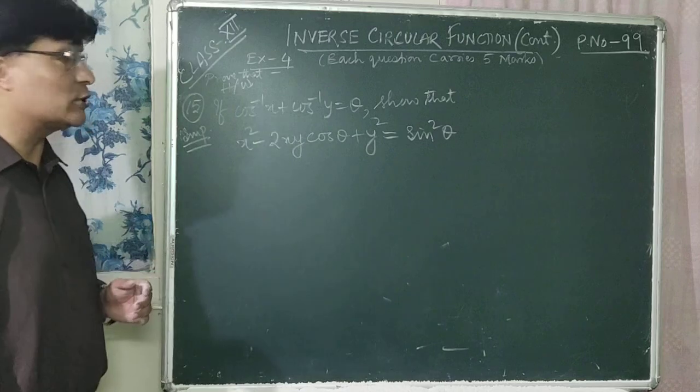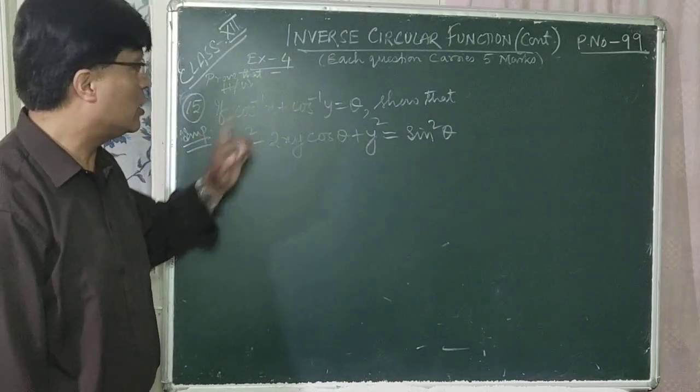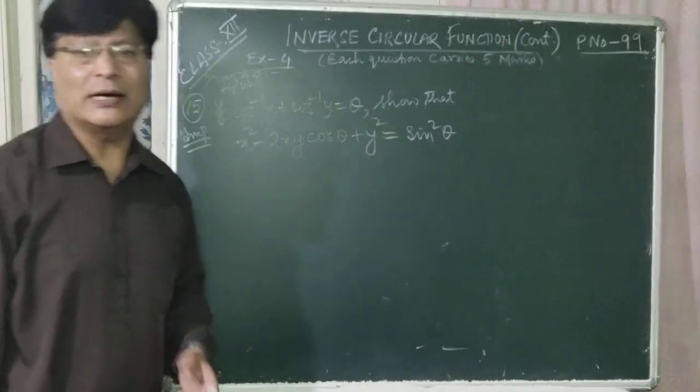So that you can remove the square root. And in that case also, after simplification, you will get this LHS is equal to RHS.